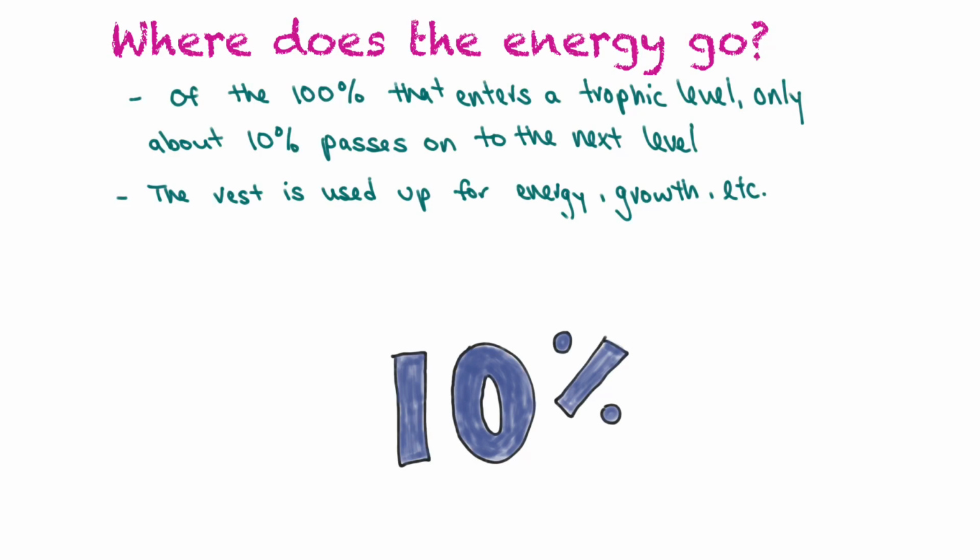So where does the energy go? Out of the 100% energy that enters a trophic level, only about 10% of that energy passes on to the next level, because we need to use some of that energy to survive. So to grow, to do the moving around and to just function, and for reproduction and so on. So only about 10% of the energy goes.